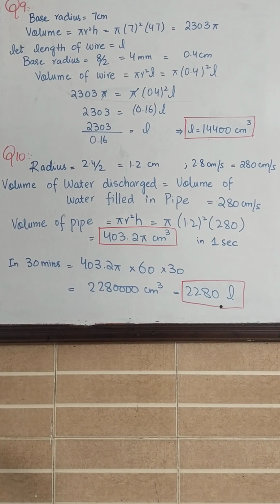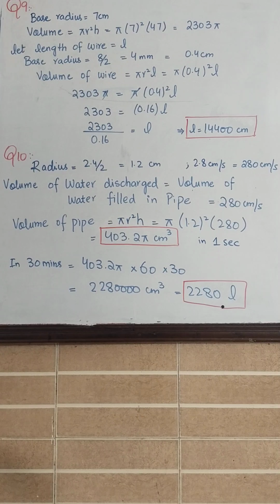Okay, this is the length of the wire, so it must be in centimeter. So here what you have to do now is convert it into meter. For converting into meter you have to divide by 100, so it becomes 144 meter. It's your task to convert centimeter into meter. Okay, question 9 is done. Now let's move towards question number 10.